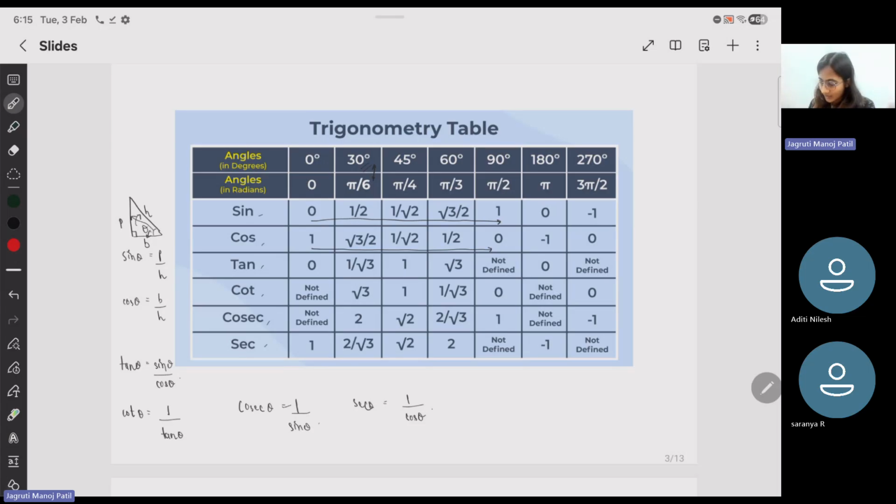There's one particular thing that I used to remember as a kid. It is something to help you remember in which particular quadrant, which particular trigonometric identities get converted from one form to another form. Okay, so I'll just draw this up.